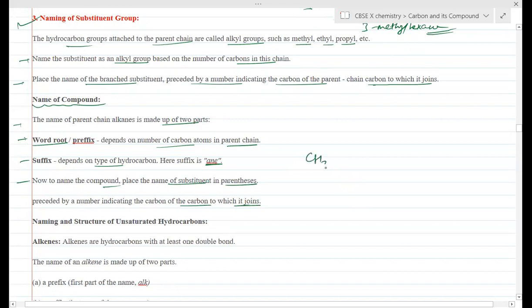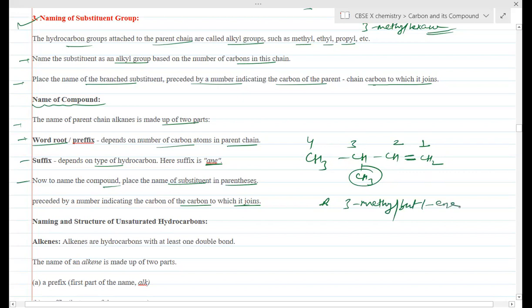Suppose I want to name this: CH3, CH, CH3, CH double bond CH2. Here you have a 4 carbon chain, 1, 2, 3, 4. You start from here, 1, 2, 3, 4. The carbon containing the double bond should also get the least number. First you name the substituent. On the third carbon we have a methyl group, so 3 methyl, then but, and the double bond is between the 1st and 2nd carbon, so we write but 1 ene.